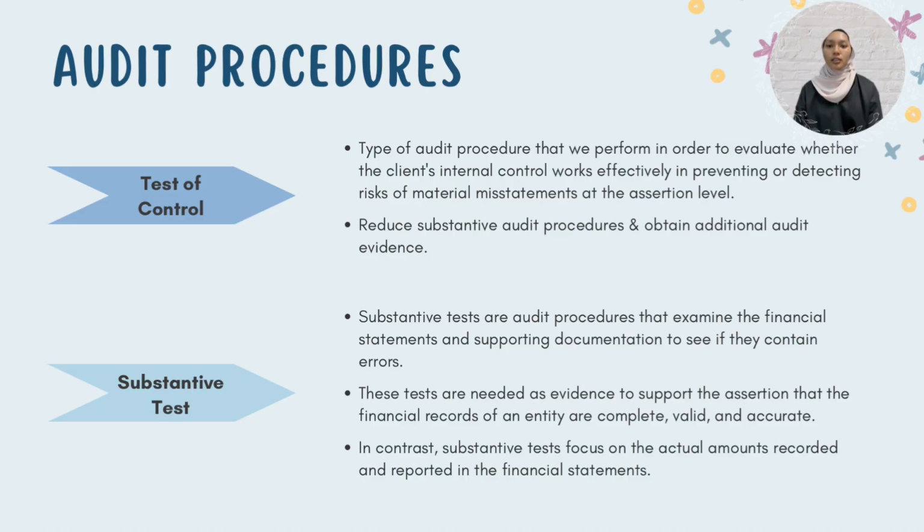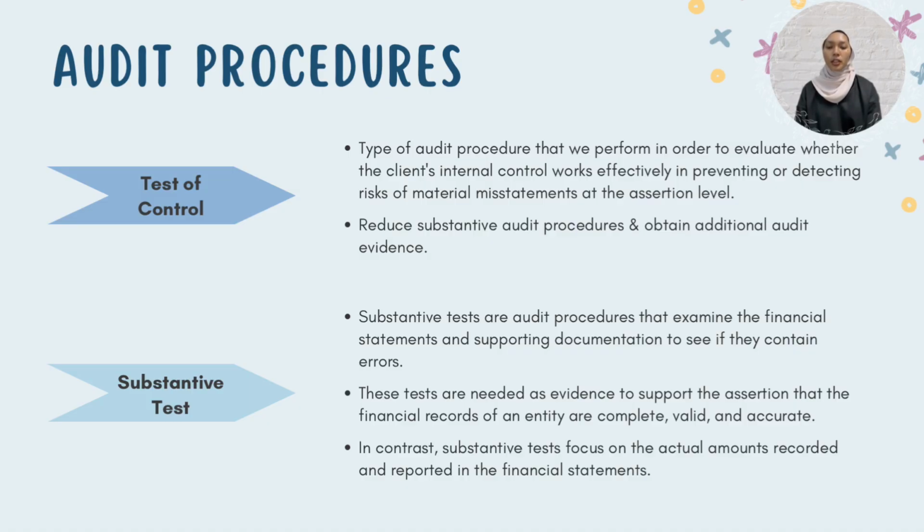Now let's look at the two main types of audit procedure, which are test of control and substantive test. We begin with the test of control, a type of audit procedure that we perform in order to evaluate whether the client's internal control works effectively in preventing or detecting risk of material misstatement at the execution level. Reduce substantive audit procedure and obtain additional audit evidence.